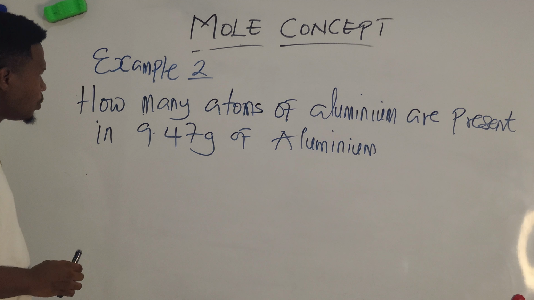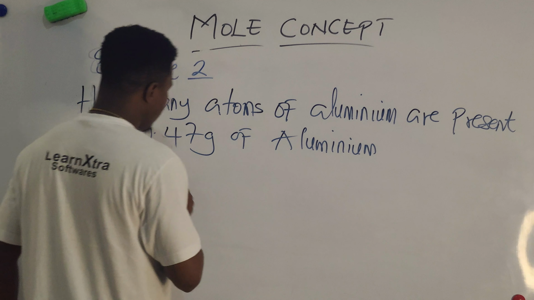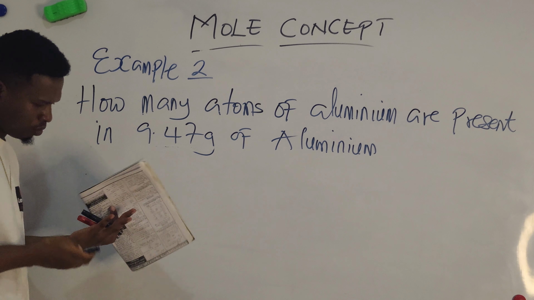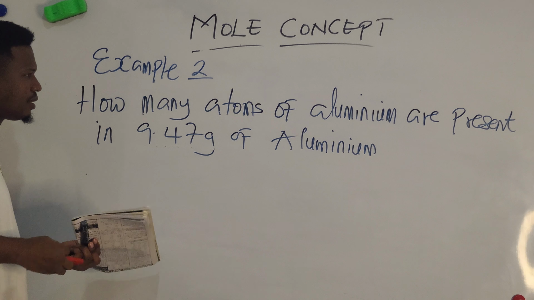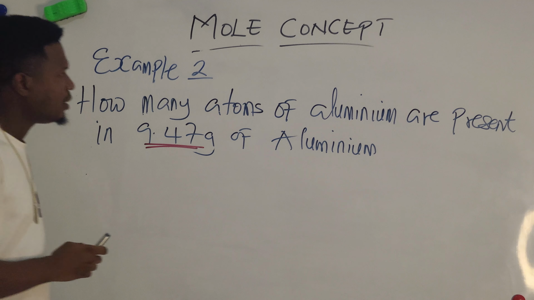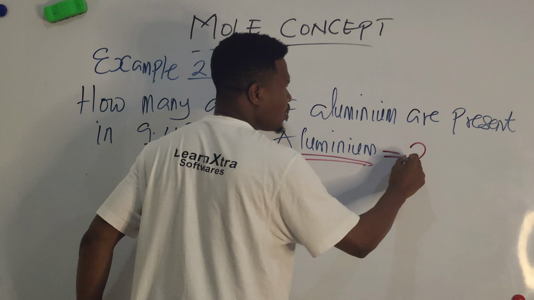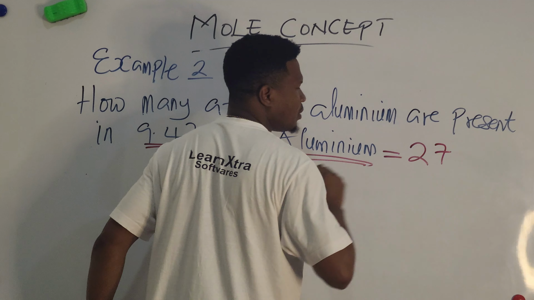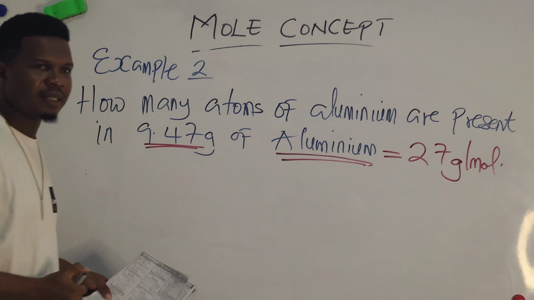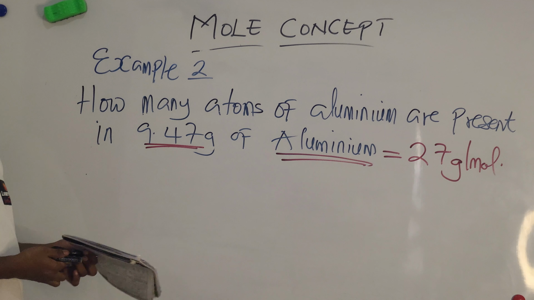Recall what I told you. First of all, we know that what was given in this question was the mass, the mass of the aluminium. And the element is aluminium. So, of course, the atomic mass or the molar mass of aluminium is 27 grams per mole. So we have the molar mass. Now, we are looking for the number of atoms.